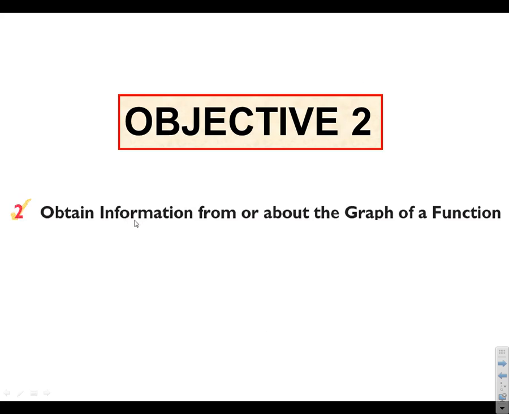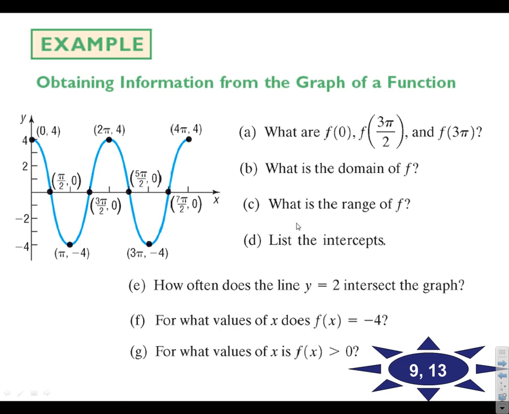Second objective, obtain information from or about the graph of a function. We're going to be given this function. We can't assume that this repeats. We're going to say it stops here, starts here. Let's take these questions piece by piece. What is f of 0? This means if x is 0, what is y? 4. If x is 3 pi over 2, y is 0. And if x is 3 pi, y is negative 4.